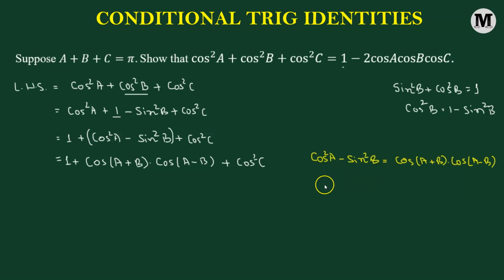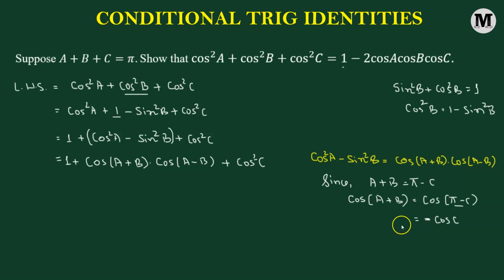Since it's given in the problem that A plus B plus C equals pi radian, A plus B can also be expressed as pi minus C. Now we take the cosine function on both sides to get cosine of A plus B equals cosine of pi minus C. Now what is cosine of pi minus C? That's given by negative cosine of C. Pi minus C indicates that we are in the second quadrant, and in the second quadrant the cosine function is negative. That's why we have the negative sign.